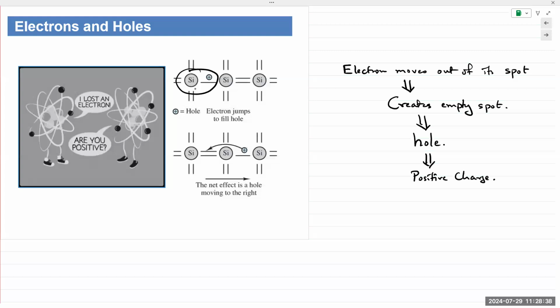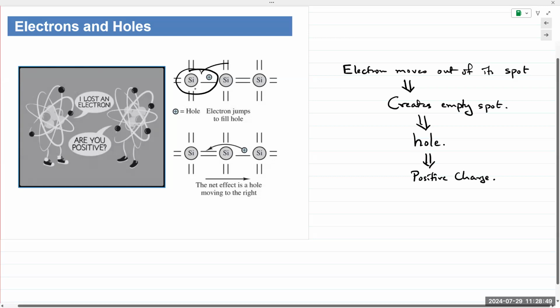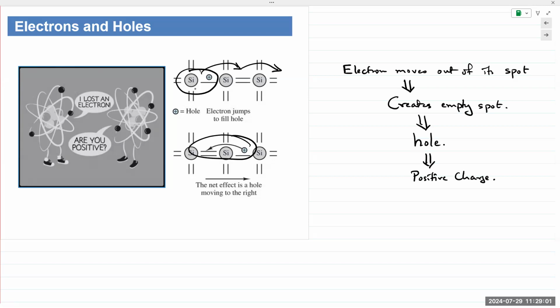Now, to make analysis easier, researchers gave it a name, called it a hole, because every time an electron moves, let's say the electron is moving towards the right, what happens? The empty spot moves towards the left. And so it's useful for analysis to think of a hole as a particle itself with a positive charge that moves in the opposite direction to that of the electron.